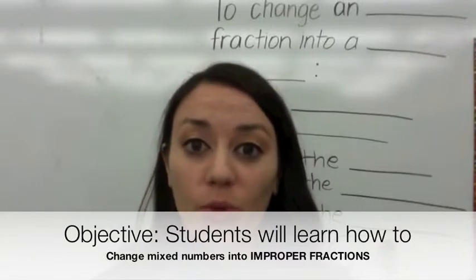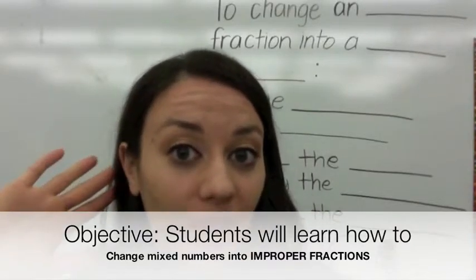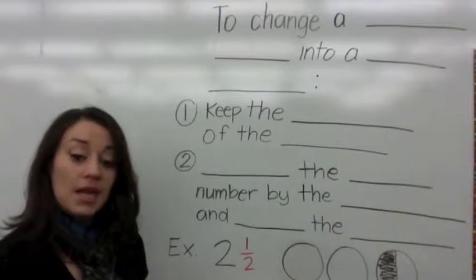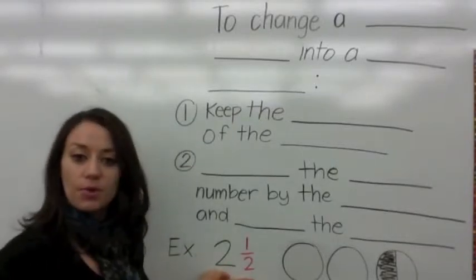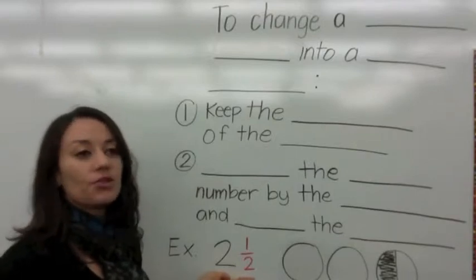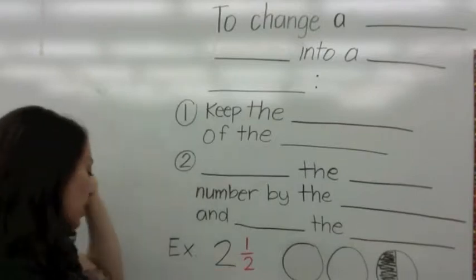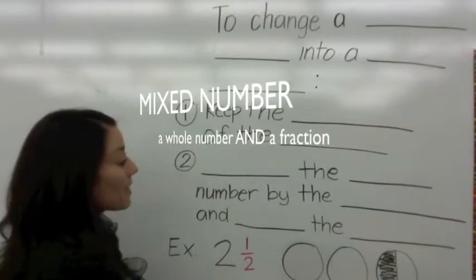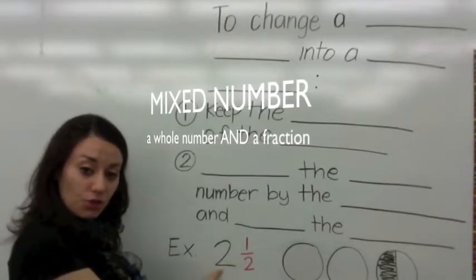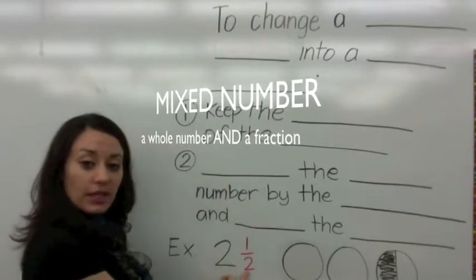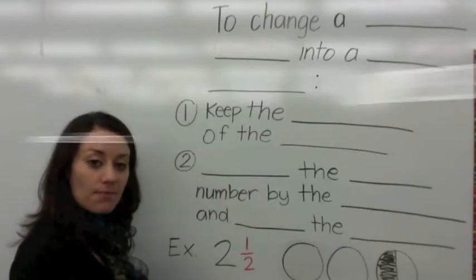Mixed numbers into what? Very good. Today, we're going to take a look at mixed numbers, okay? And we're going to change them into improper fractions, okay? So, again, a mixed number is a whole number, a big number, right? Like the number 2 with a fraction next to it, like 2 and 1/2, okay?